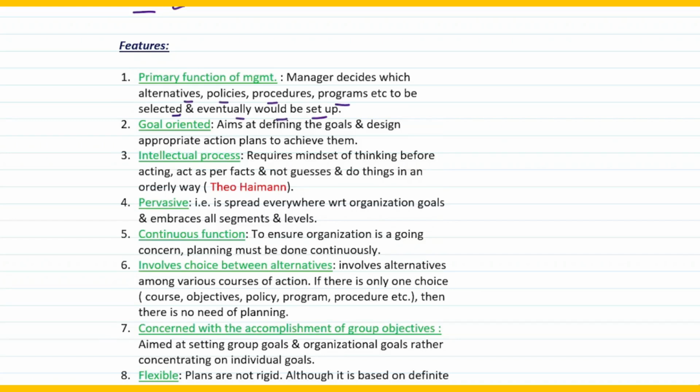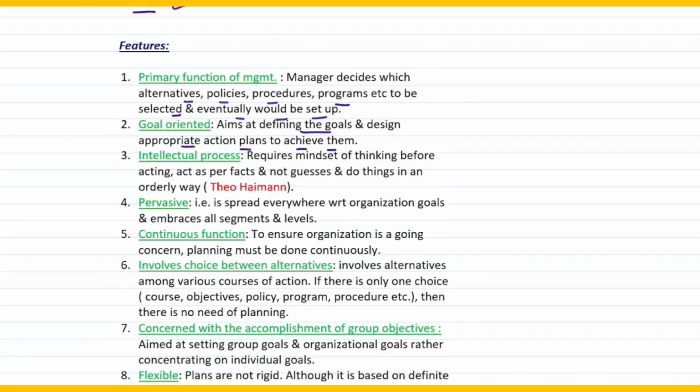Then secondly, it should be goal oriented, right? Now it aims at defining the goals and designing appropriate action plans to achieve them. So goal oriented means what? You should know what exactly is the goal of the organization. So basically your aim is to define the goals and design appropriate action plans to achieve them.